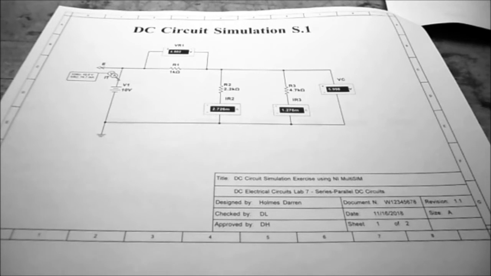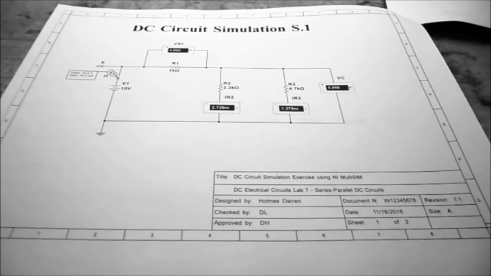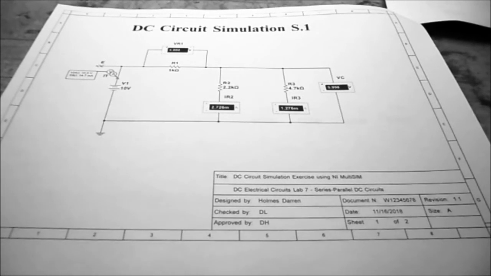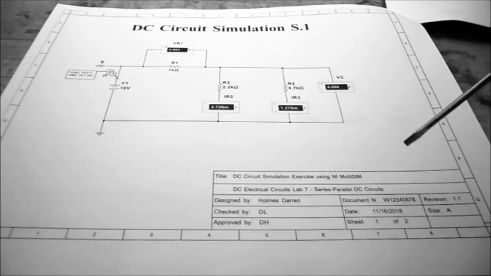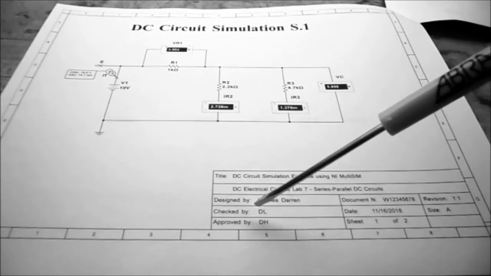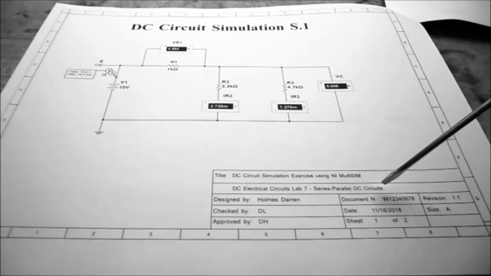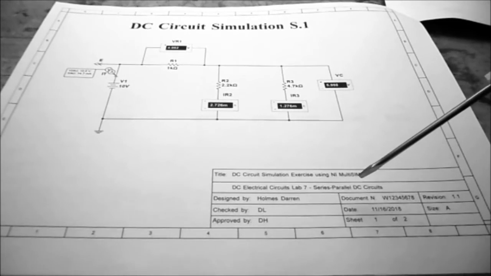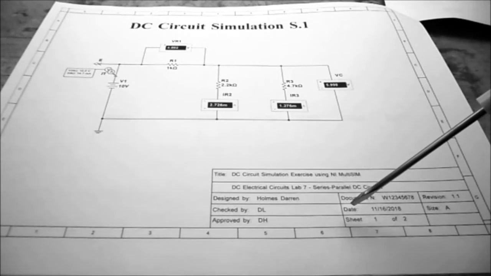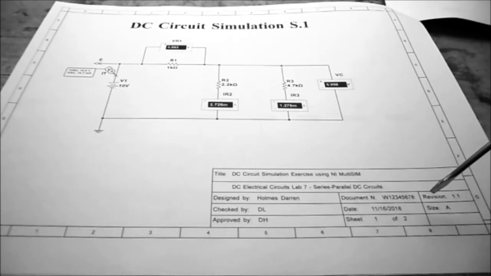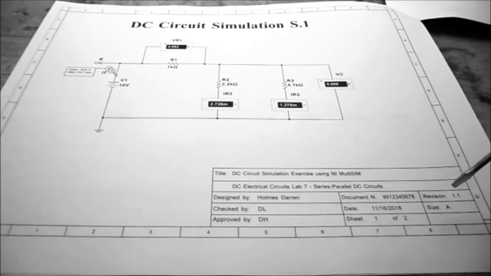So I just wanted to jump to the output that we're going to generate today. This is DC Circuit Simulation S1, and it's a typical CAD drawing. In the bottom right hand corner we have a title block that gives us the title of the page, any relevant information to go with it, like who it's designed by, who it was checked by, the document numbers, the dates, and the sheet size and the revision. So all that kind of stuff goes in your title block.